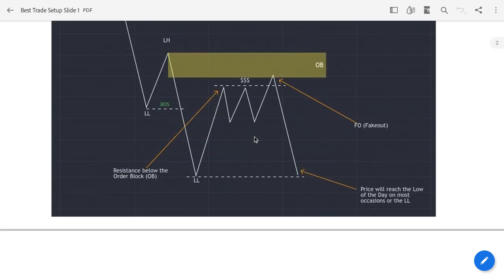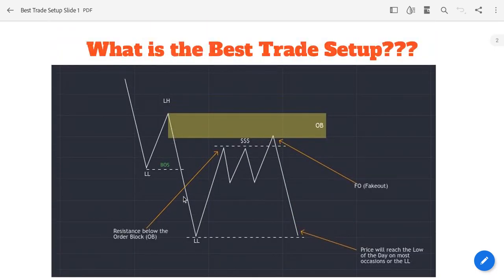Now, this is a downtrend where we make lower lows and lower highs. The liquidity needs to be below the order block, not inside of it, not above it, below it. Price needs to go through, make a fake out, close back below the resistance, and reach the low of the day.